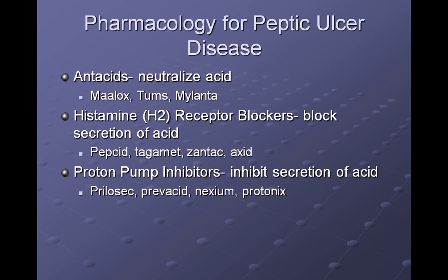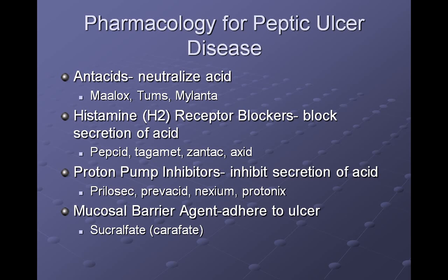Proton pump inhibitors inhibit secretion of acids. Examples: Prilosec, Prevacid, Nexium, Protonix. Mucosal barrier agents adhere to the ulcer. Example, sucralfate or Carafate.